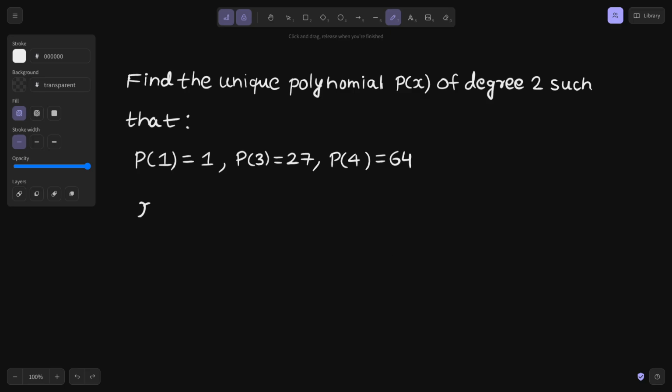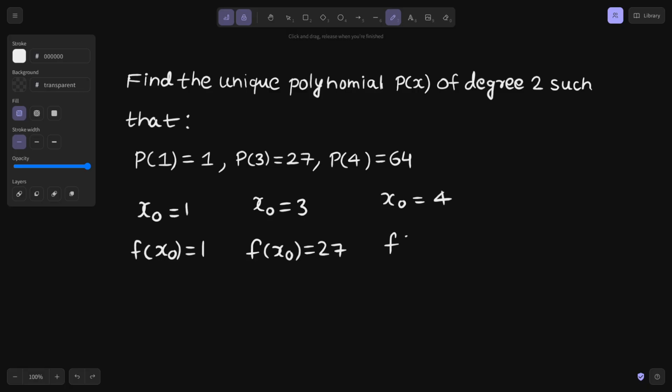for x naught equals 1, f of x naught is given as 1. For x naught equals 3, f of x naught is given as 27. For x naught equals 4, f of x naught is given as 64. As you can see, the interval is unequal. After 1 we go to 3, and then 1 unit to the right is 4, so it is unequal.